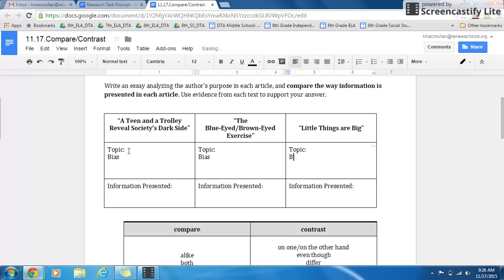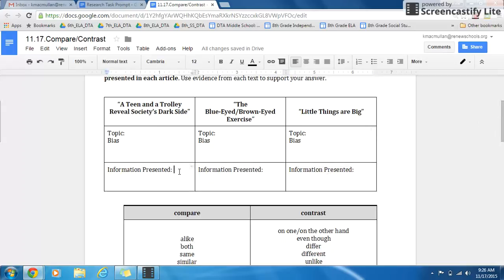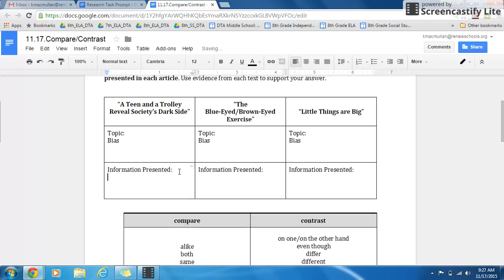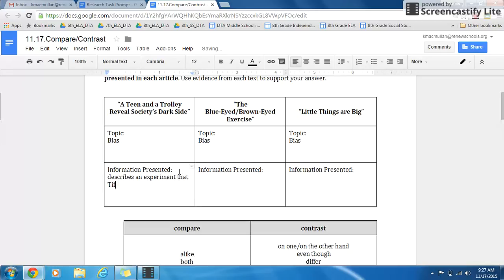So all 3 articles talk about bias, which is another word for prejudice or when one side is being favored. But the way that each author talks about bias is a little bit different. So in A Teen in a Trolley reveals society's dark side, how is information presented to the reader so that you understand what bias is or how bias is being explored? Good. So this author describes an experiment that Tiffany does on bias. What about in the blue-eyed, brown-eyed exercise?